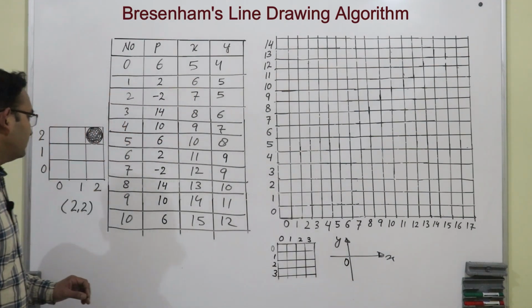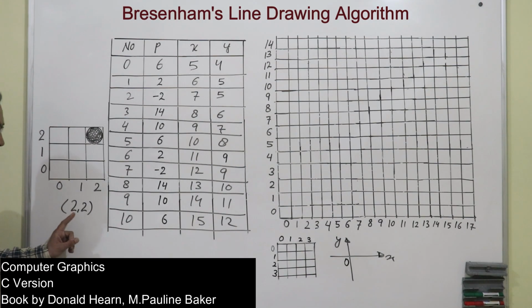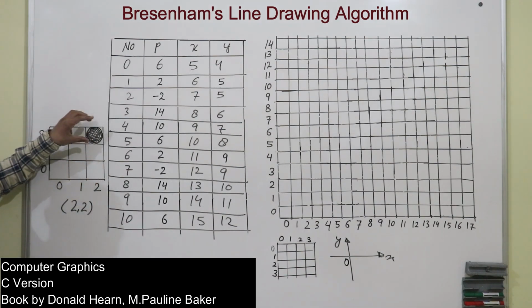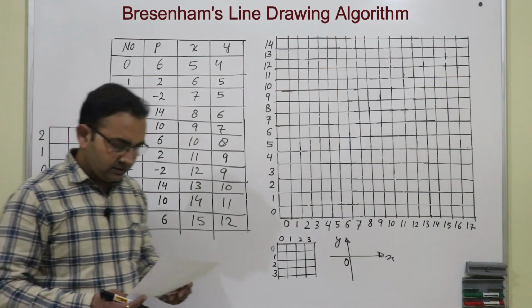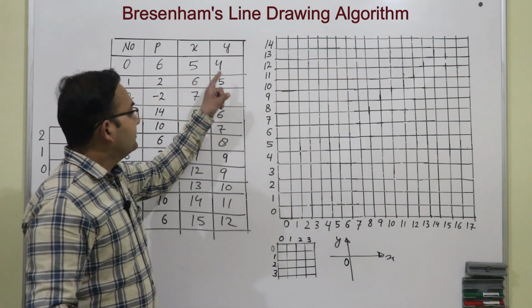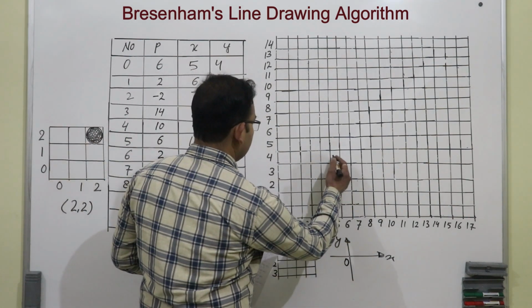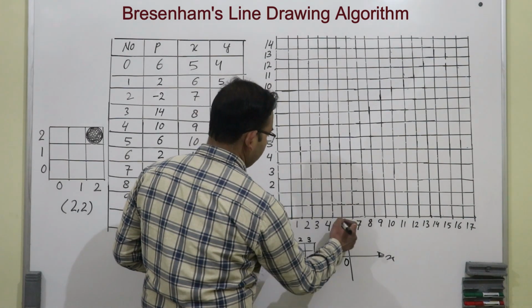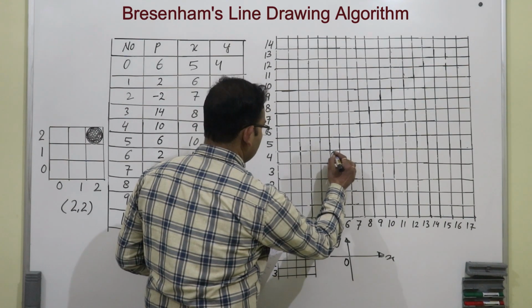Now, we will see how to locate the position of a pixel. Suppose this is the position of the pixel 2, 2, and this is the location of the pixel. So, the first point is 5, 4, 5 and 4, this pixel.